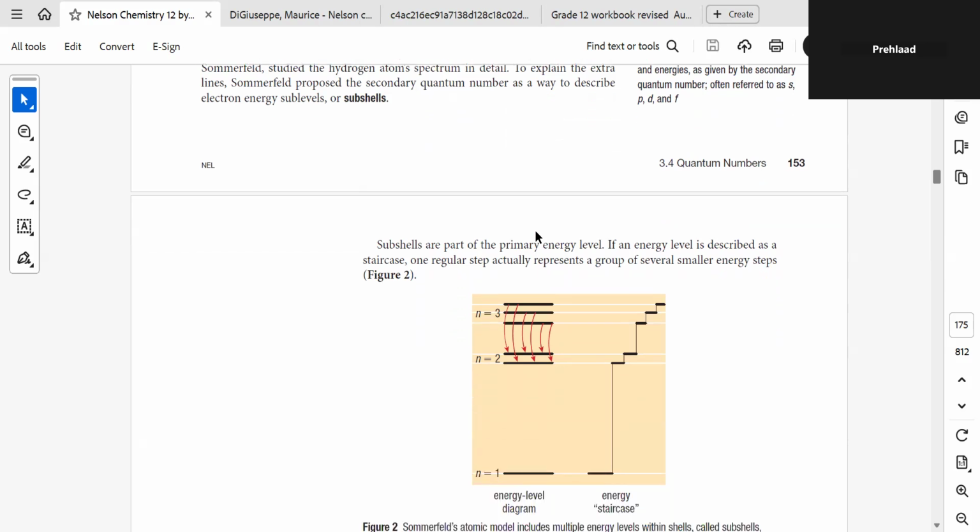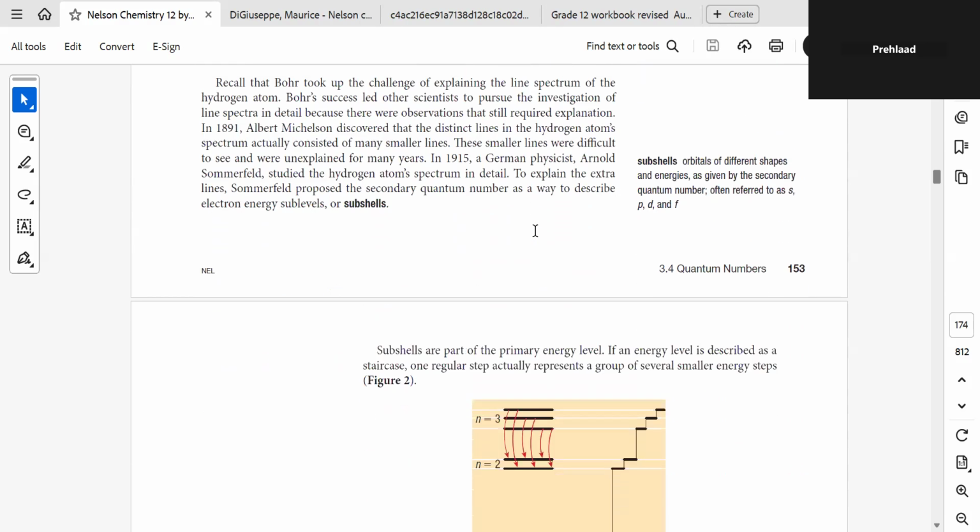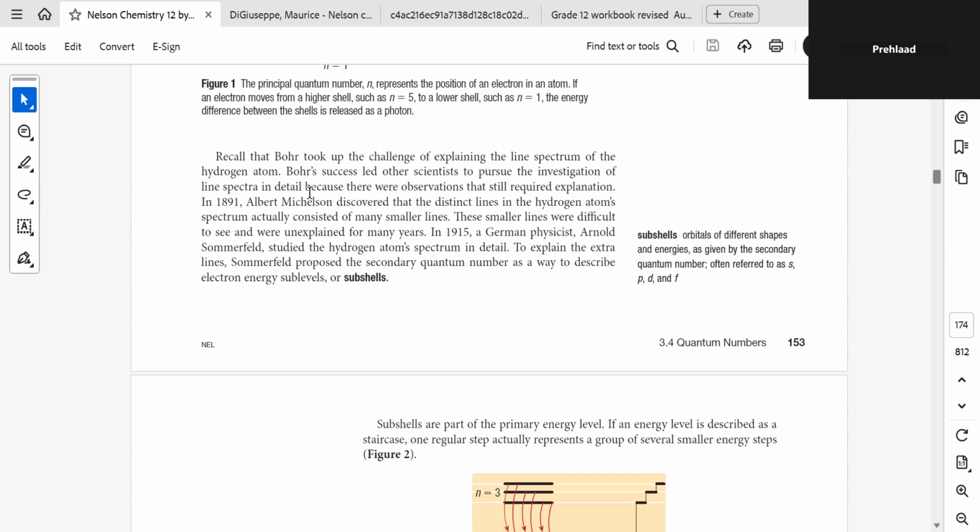Now I want you to focus on this part. Bohr's success led other scientists to pursue the investigation of the line spectra in detail because there were observations that still required explanation. In 1891, Albert Michelson discovered that distinct lines in the hydrogen spectrum actually consist of many smaller lines. So that line was made up of smaller lines.